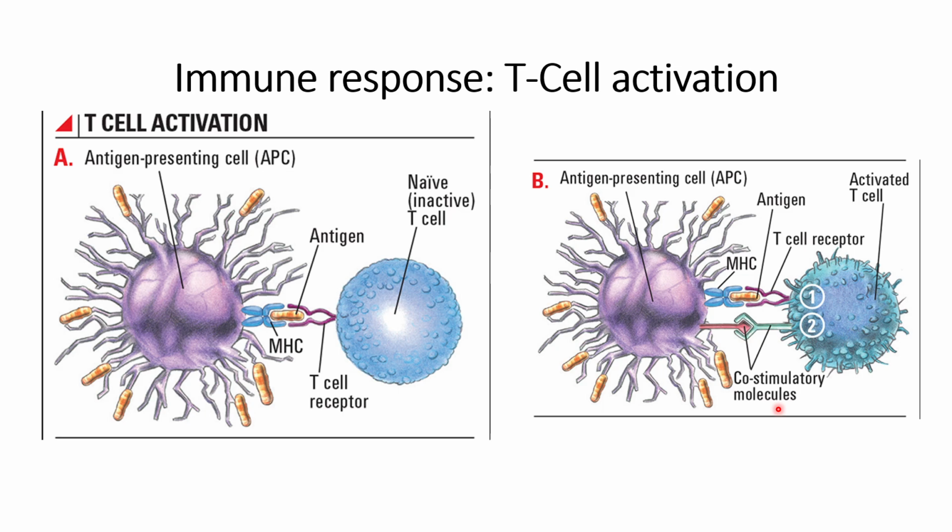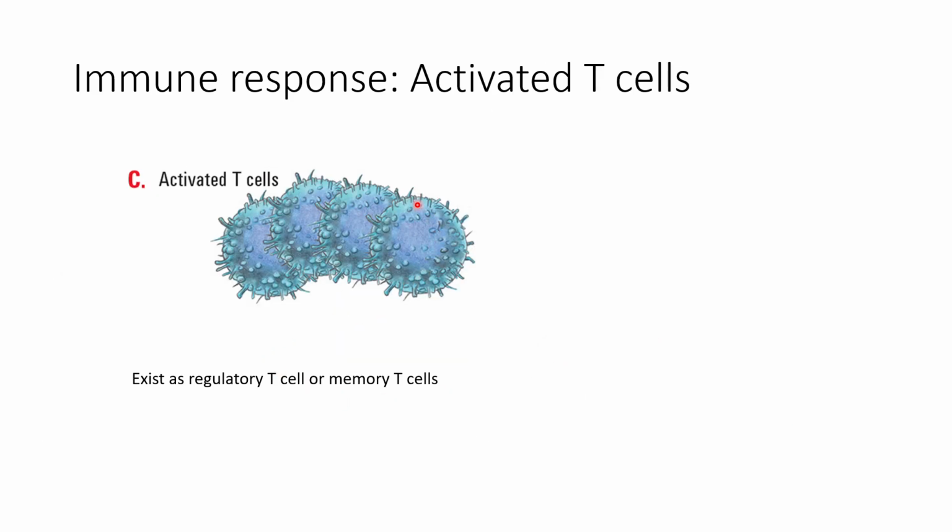However, these T cells are also activated in two different ways. These are the figures of activated T cells. So in what forms do they usually exist? They exist either as regulatory T cells or memory T cells. The function of regulatory T cells is to control the immune response, and slow down and stop the immune response when the foreign invaders have been completely eliminated.